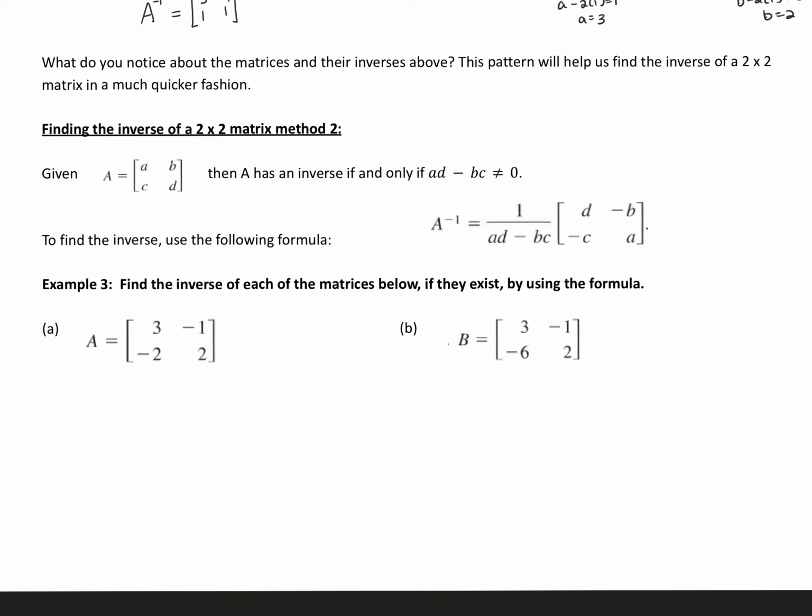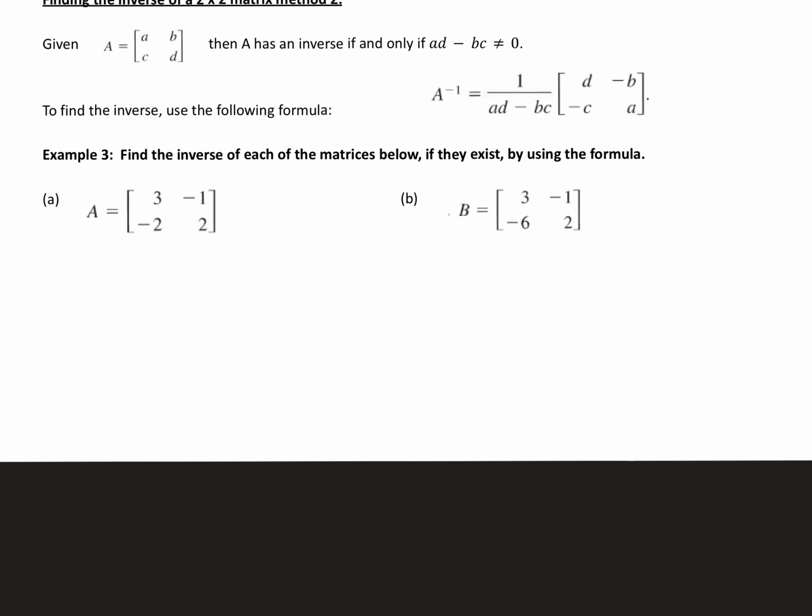All right, so let's go ahead and talk about how we can do that here. Find the inverse of each of these matrices if they exist by hand. So I want to use the formula here. Okay, so to find the inverse, I have 2 steps. The first thing I have to do is figure out what my scalar multiplier is going to be. So I'm going to do that out in front. So 1 over a times d minus b times c, right?